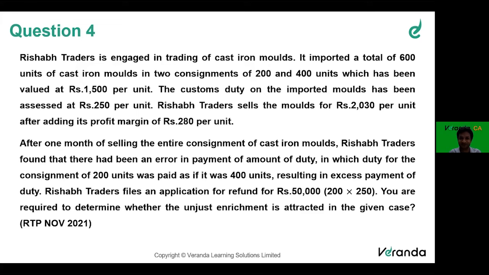If in case on those 200 units he would have charged 2030 plus 250 rupees more, then he cannot claim refund because it is unjust enrichment. But here he has not recovered that extra duty at all. So in this given case, it is not unjust enrichment, so he can definitely claim refund. The claim on him is false. So there is no unjust enrichment here. He can definitely go and claim refund because he has not recovered that cost from the customers.